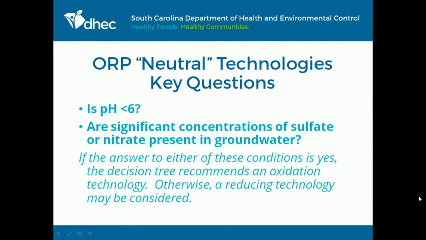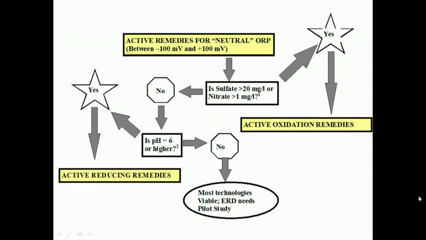I believe this is on page 16. Active remedies for neutral ORP between negative 100 millivolts and plus 100 millivolts. First question, is sulfate greater than 20 or nitrate greater than 1? If yes, then it sends you to active oxidation remedies. If no, then the decision tree asks, is pH 6 or higher? If yes, it sends you to active reducing remedies. If no, most technologies are viable, but again, you want to look at some type of a pilot study for reductive dechlorination.